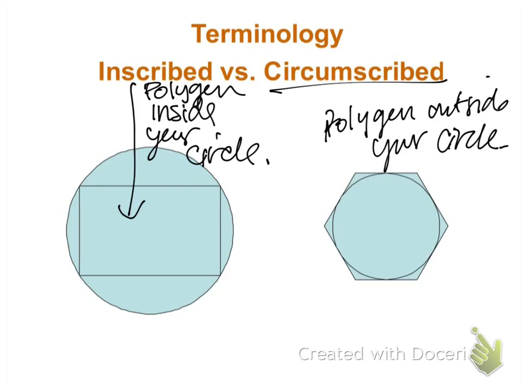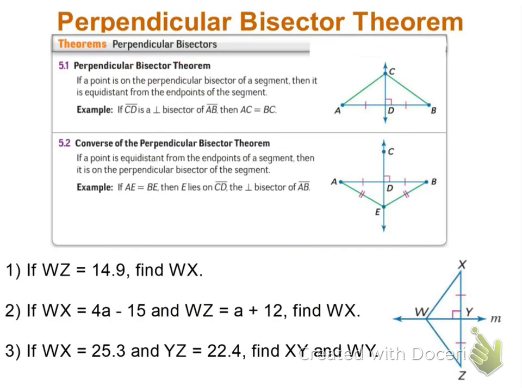Sorry, I know that's really bad handwriting. Okay, so just a couple of words that you're going to need to know. Starting now, we're going to look at 2 main theorems today, and we'll look at 2 more the next day. So the first one that we're going to talk about is called the perpendicular bisector theorem.